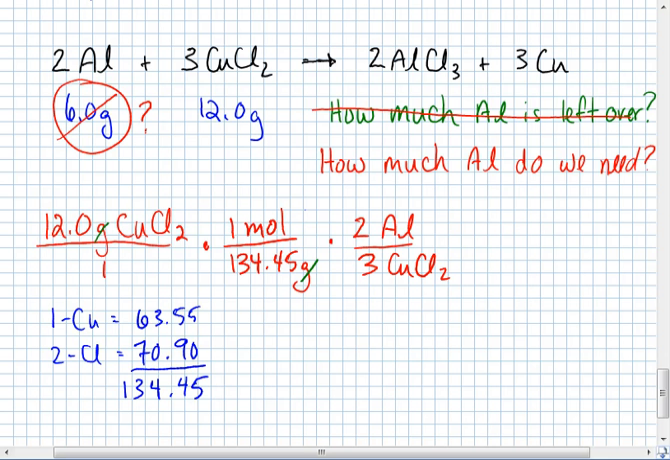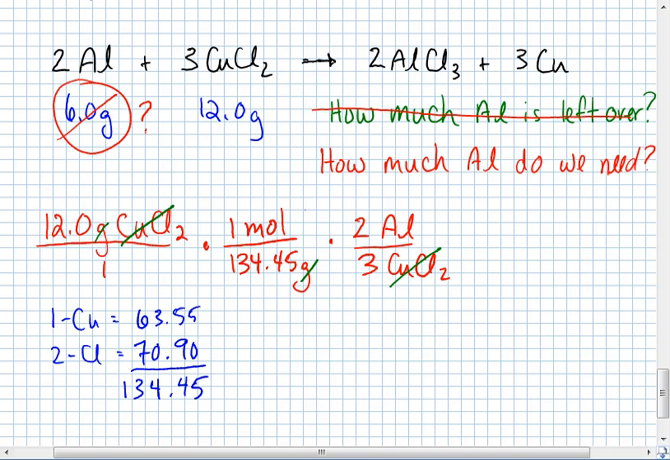So that mole ratio is 2 to 3. And remember that if you keep track of units properly, that tells you which one goes on top. Because I want CuCl2 to cancel out here and here, which means aluminum has to go on top. So 2 aluminums for every 3 CuCl2. At this point then, all we have is moles of aluminum. We want to get mass of aluminum.